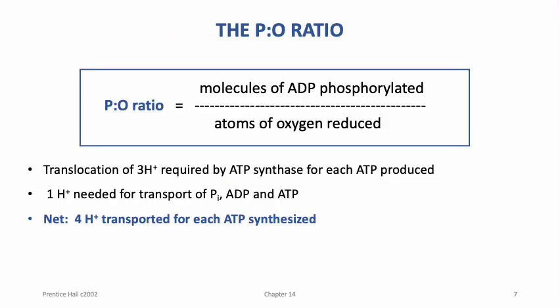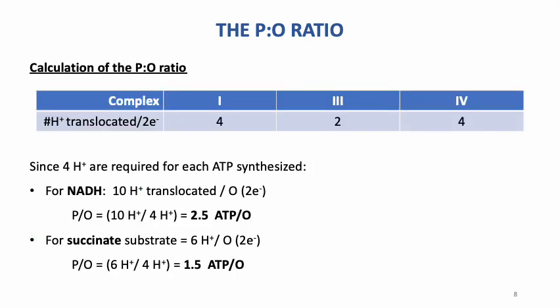What do we mean by the phosphate to oxygen ratio? This is the molecules of ATP phosphorylated to atoms of oxygen reduced. As I said earlier, we need 3 protons to be translocated for the synthesis of one ATP molecule. But we also consume 1 proton for the transport of the inorganic phosphate. So in other words, to synthesize one ATP molecule, we need 4 protons, 3 for the synthesis and 1 for the transport of inorganic phosphate.